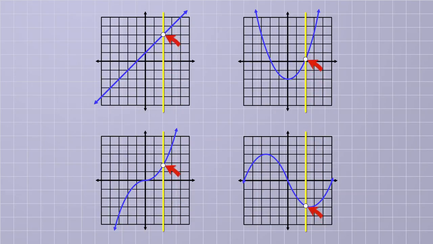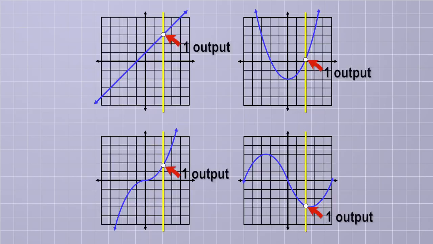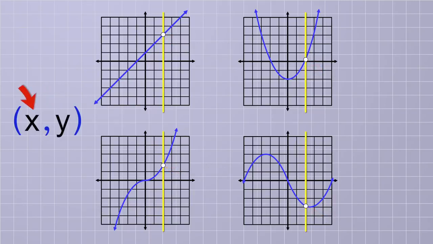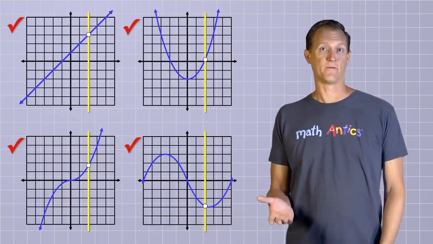If that vertical line only intersects the graph at exactly one point for every possible value of x in the domain, then that means that there's only one output value for each input value. There's only one y value for each x value, so the graph qualifies as a function. Okay, so all of these graphs pass the vertical line test and are functions.